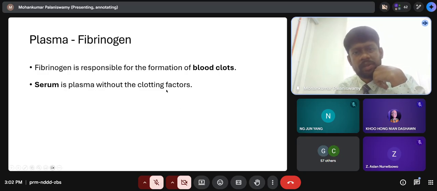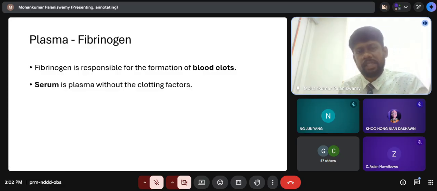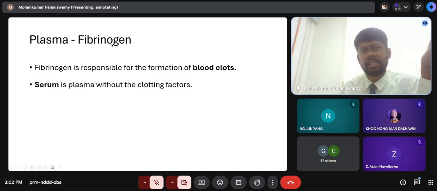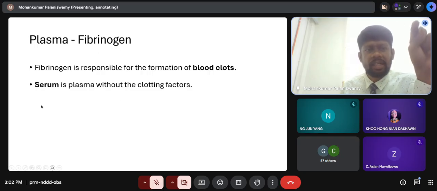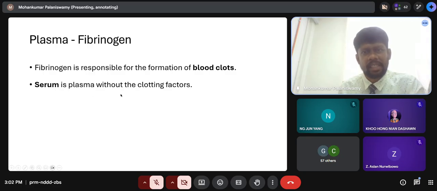Serum is plasma without the clotting factors. If there is no clotting factor present, then it is called serum, not plasma. Plasma contains the clotting factor, that is fibrinogen. If this is not present, then it is simply called serum. Serum is nothing but plasma without clotting factors, that is, without fibrinogen.